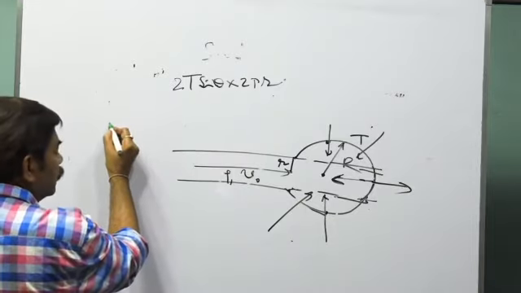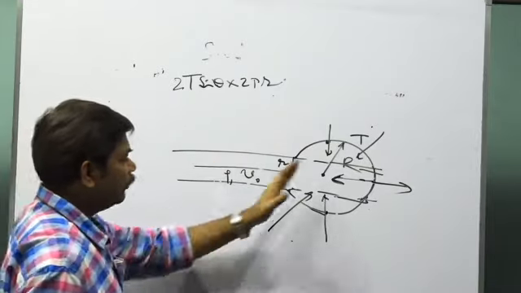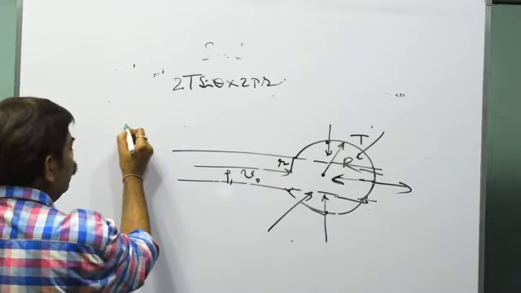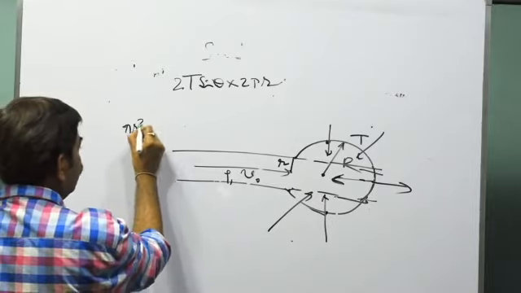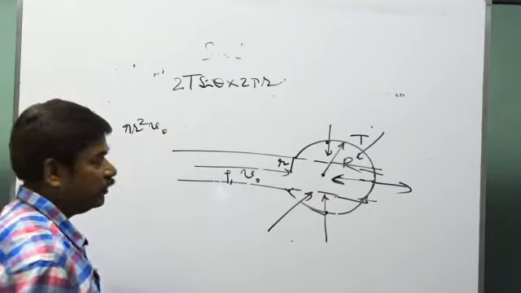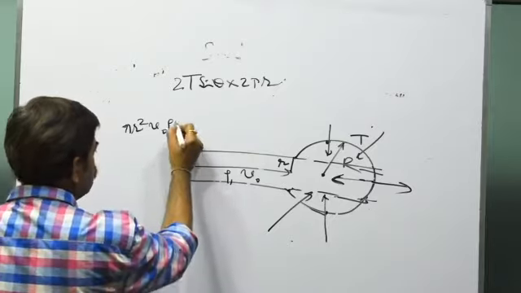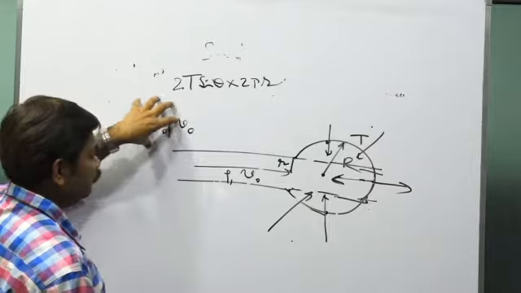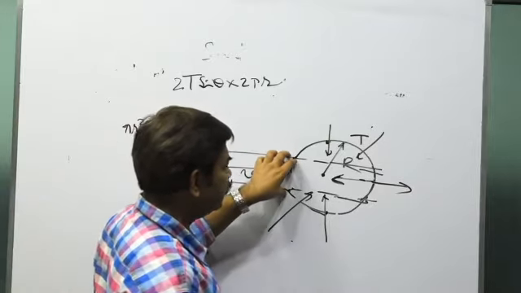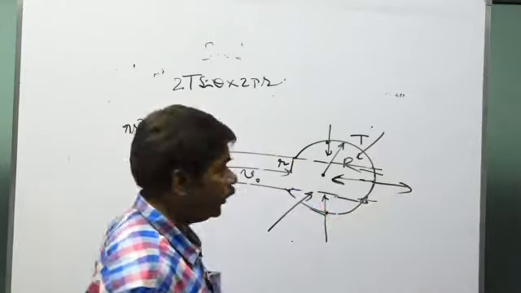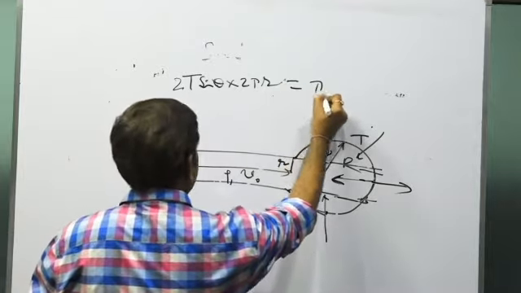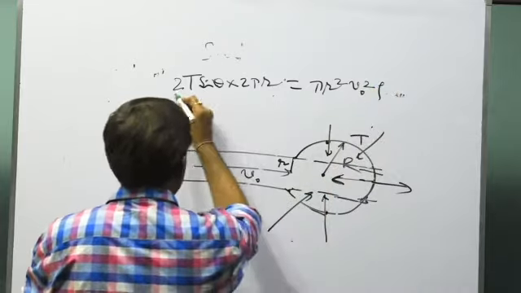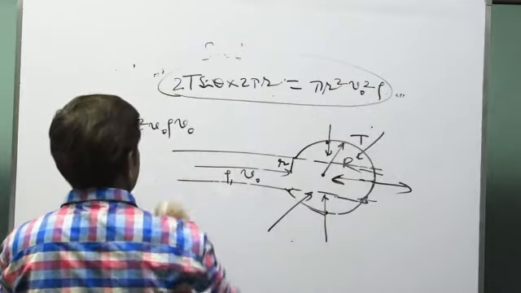How much will be the force? You see, the momentum coming per second: the volume of the air flowing per second will be what? A into V, that is pi r square into V naught. That is the volume flowing per second, so there is a mass flowing per second, so there is a momentum flowing per second. That means there is a force exerted by this air on this part in the outward direction. So that will be equal to pi r square into V naught square into rho. So from this equation, we'll get the value of sine theta.